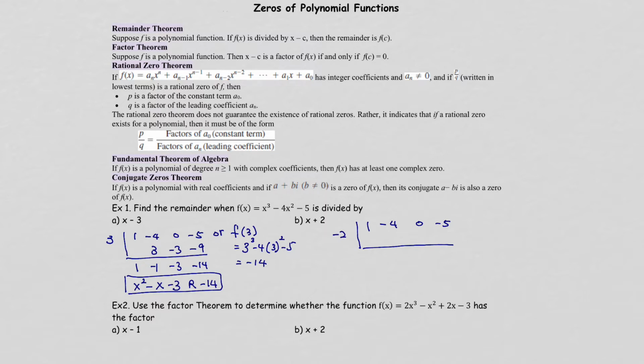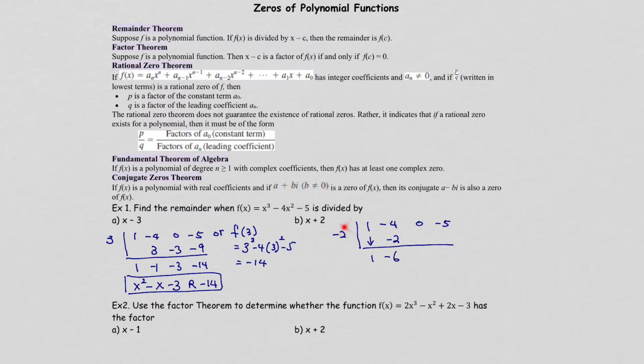You always just bring straight down the first number. So that's going to be 1. And now you have numbers to multiply. So you're going to do negative 2 times 1, which will be negative 2. And you're going to add these two numbers, so that will be negative 6.